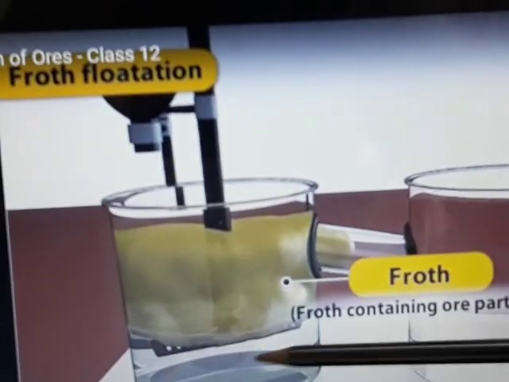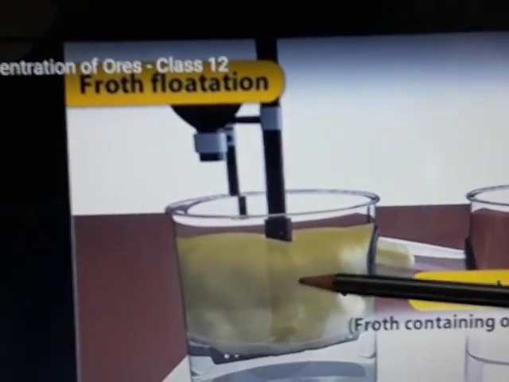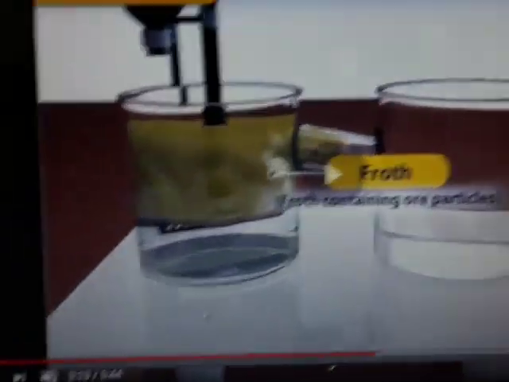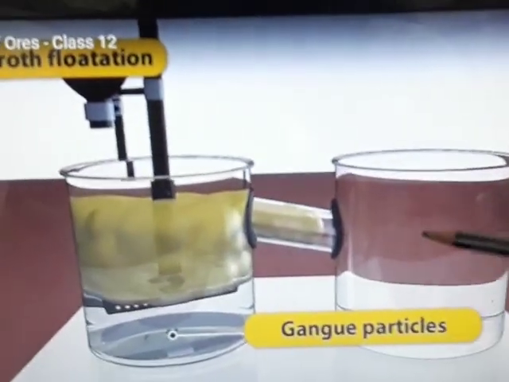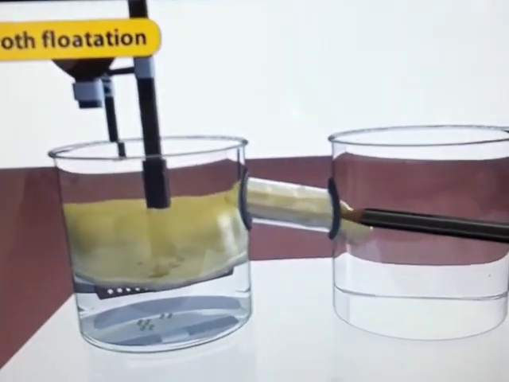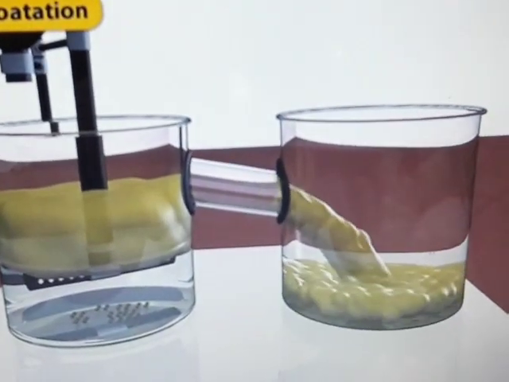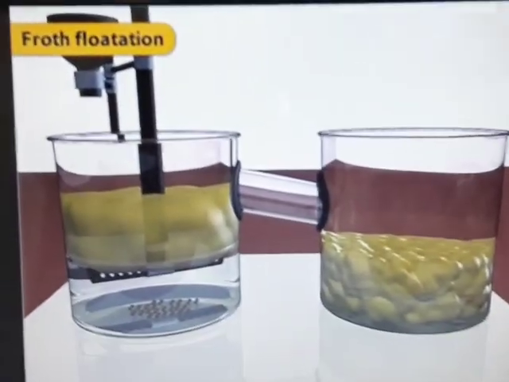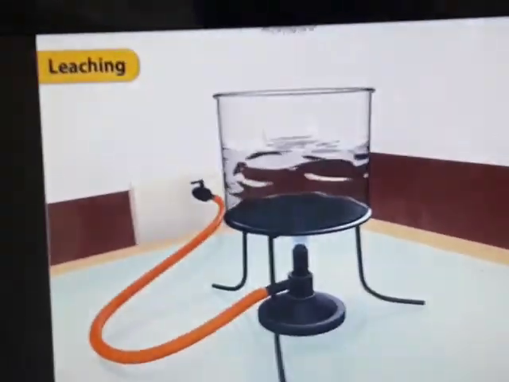So the sulfide ore will come up into this froth, and the froth will be collected in a separate container here. See, this froth is coming down here. The entire froth is collected having metal in it.